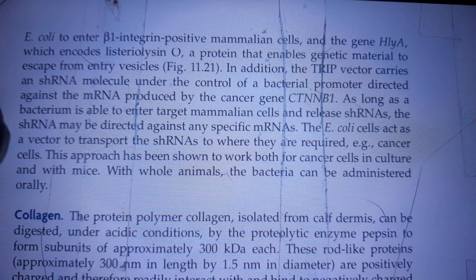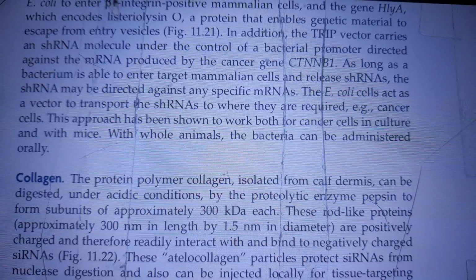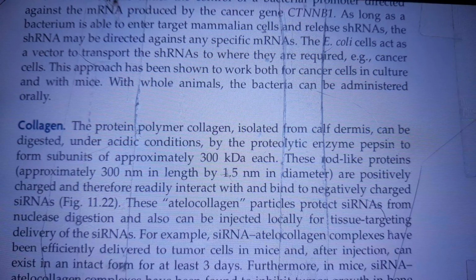In addition, the TRP vector carries an shRNA molecule under the control of a bacterial promoter directed against the mRNA produced by the cancer gene CTNNB1. As long as the bacterium is able to enter target mammalian cells and release shRNAs, the shRNA may be directed against any specific mRNAs. E. coli cells act as a vector to transfer the shRNAs to where they are required, for example cancer cells. This approach has been shown to work both for cancer cells in culture and with mice. With whole animals, the bacteria can be administered orally.